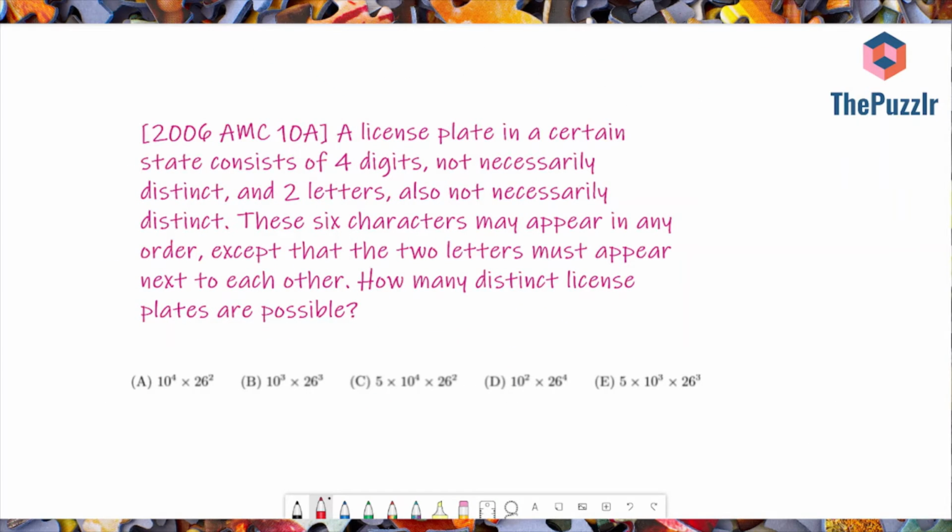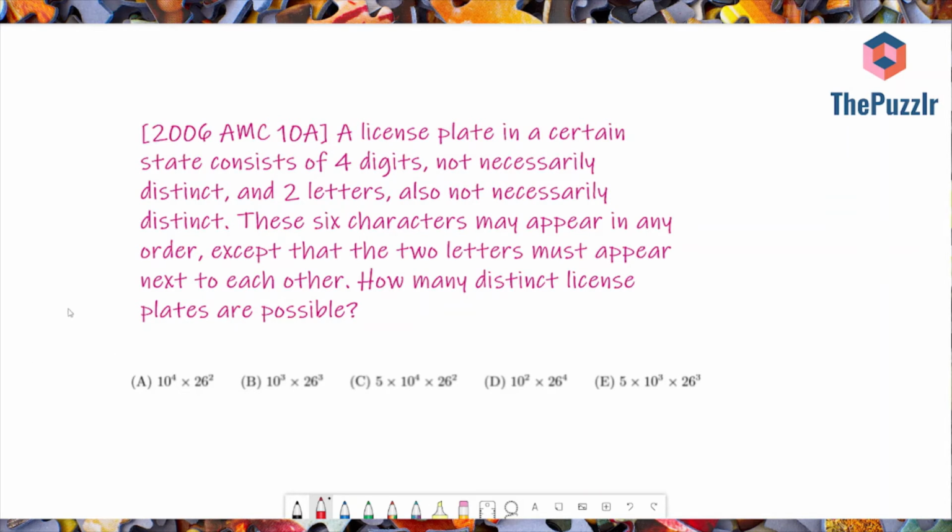A license plate in a certain state consists of 4 digits, not necessarily distinct, and 2 letters, also not necessarily distinct. These 6 characters may appear in any order except that the 2 letters must appear next to each other. How many distinct license plates are possible?